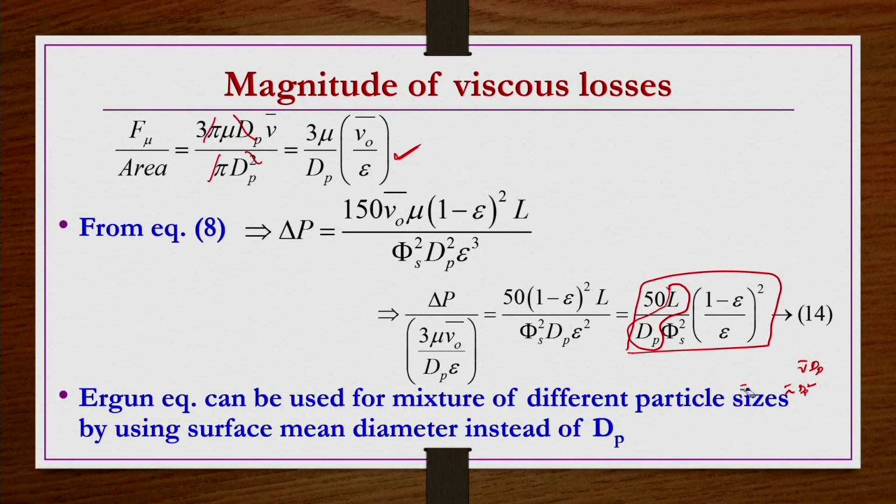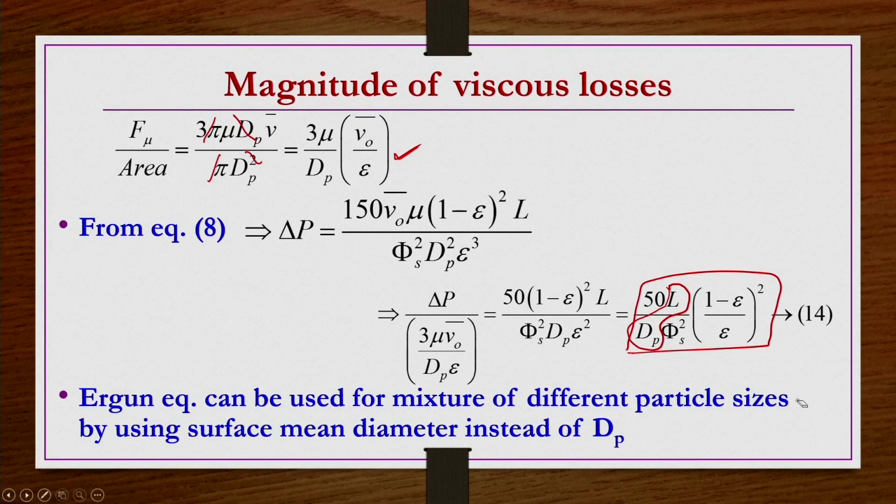But under such conditions, what you have to do is find out the surface mean diameter of the particles for this mixture, the way that we have done previously in one of our lectures on screen analysis. There, for a mixture of particles, we found different types of mean diameter. So the surface mean diameter one has to take for that case, and then the same equation can be used in exactly the similar way here.